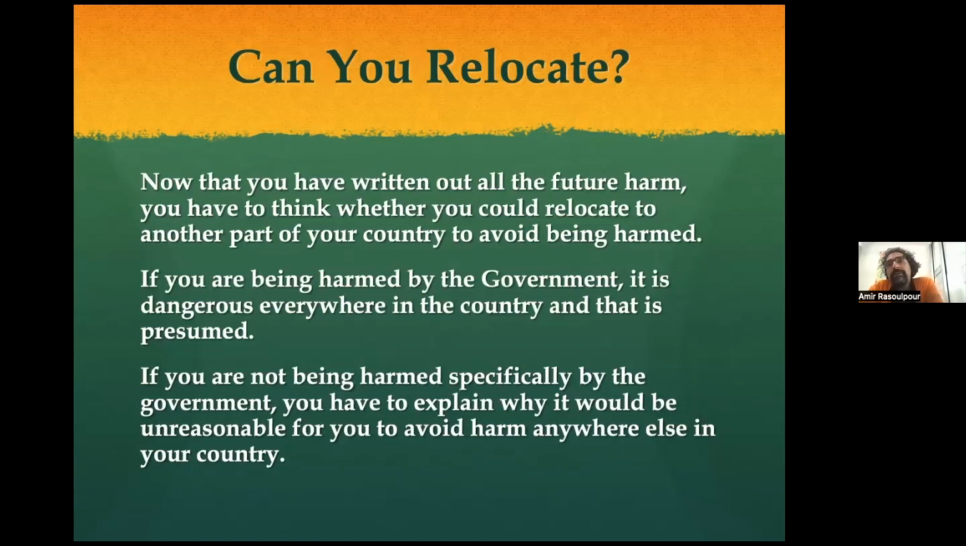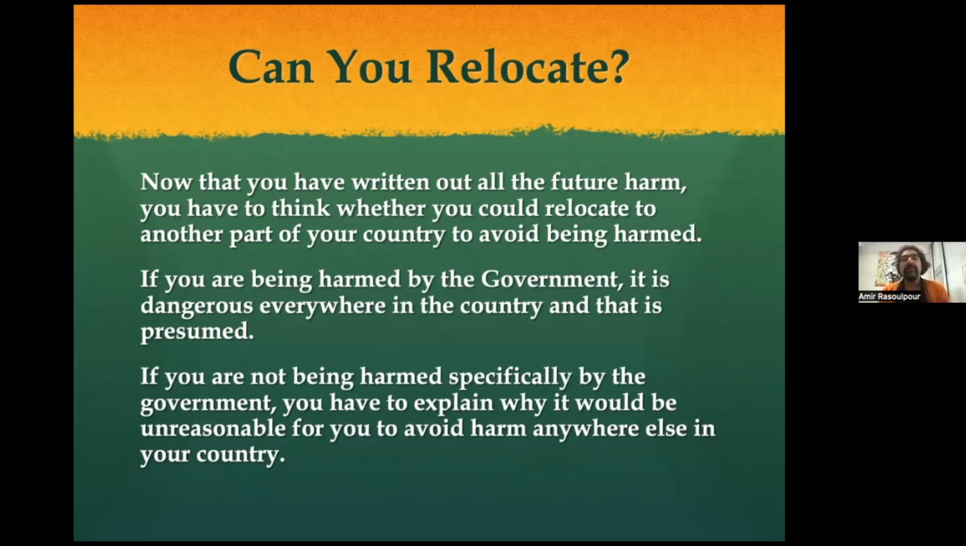And very, very importantly, when you're thinking about your future harm, could you relocate within your home country? So, you applied for asylum, so you left, and now you're in the United States. But would it have been possible for you to go somewhere else within your home country and be safe? And if not, you need to explain this. So if it's the government that is harming you, it's presumed that there's nowhere that you can be safe, because the government controls the whole country.